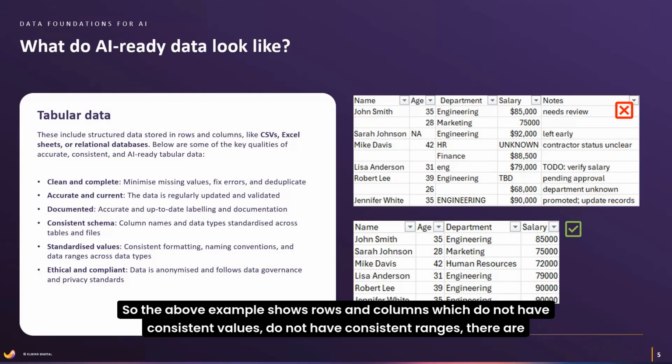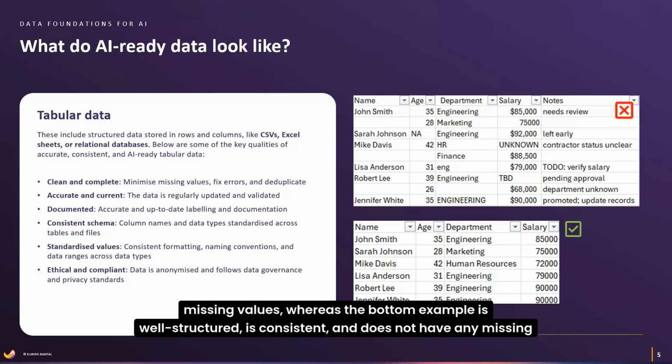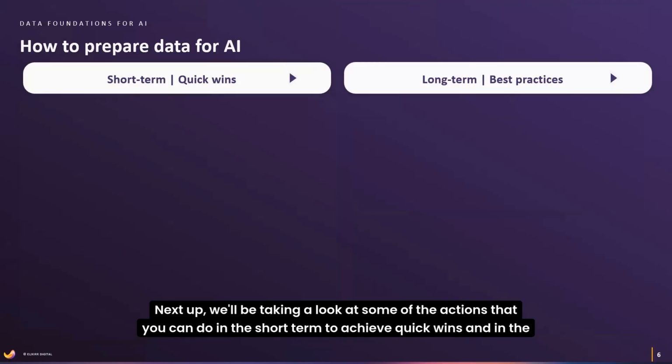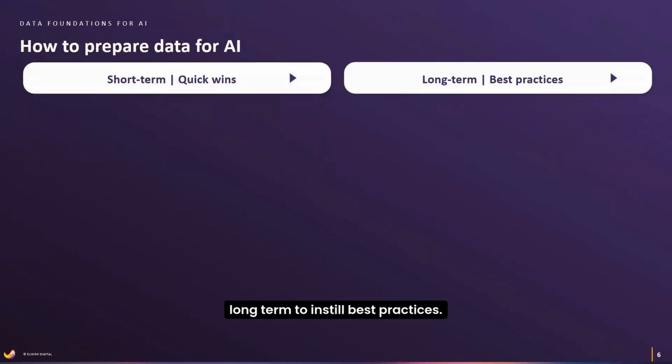So the above example shows rows and columns which do not have consistent values, do not have consistent ranges, and there are missing values, whereas the bottom example is well structured, is consistent, and does not have any missing values. Next up, we'll be taking a look at some of the actions that you can do in the short term to achieve quick wins and in the long term to instill best practices.